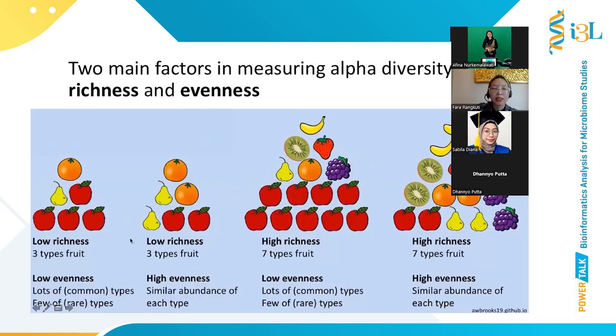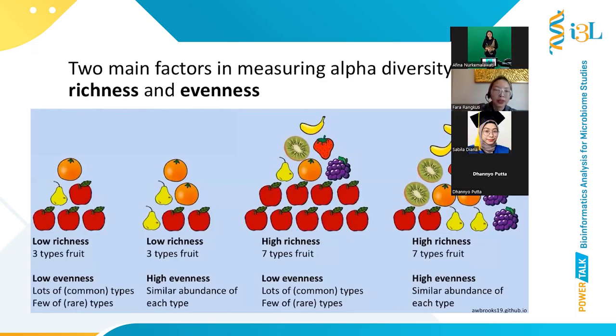But what about the evenness? Evenness is something else. You can have low richness, but still have high evenness, because in evenness you actually look at the distribution of the types of fruits among the members. For example, the first one on the left side has three types of fruits, but you have four apples out of six. It's not really even, right? The apples dominate. And in the second one, you have high evenness because each fruit type is present in the same proportion.